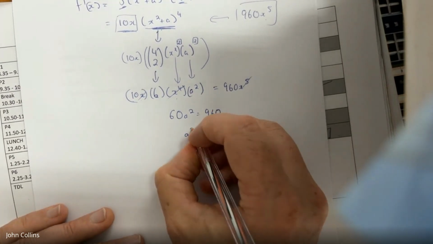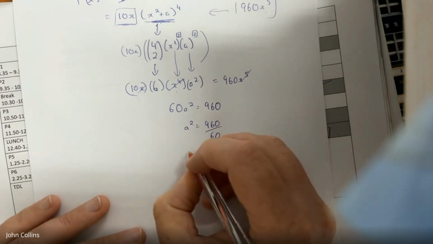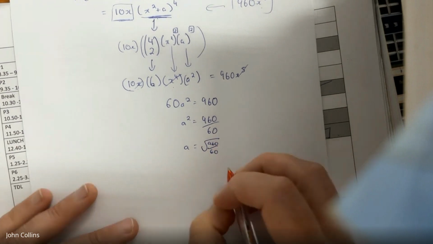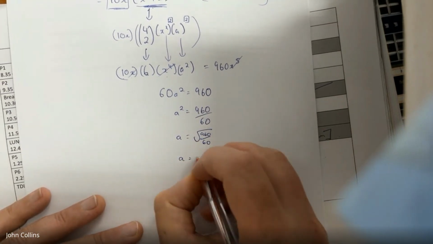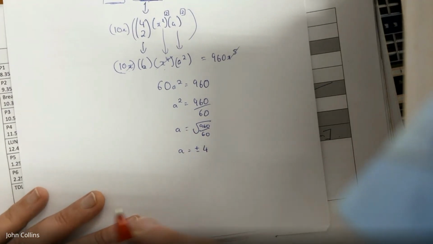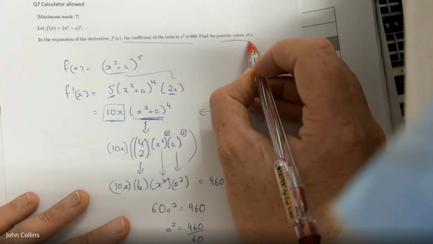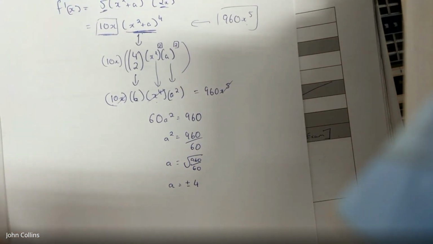A squared is equal to 960 over 60, and it's actually equal to the square root of that, 960 over 60, which I can do on my calculator, which I've done already. So just type it into your calculator, and I get 4. Now, it should be plus or minus 4 here. A can be plus or minus 4, and there's a hint here in the question, possible values of a, so I needed 2 values. Okay, and that is all the answer.